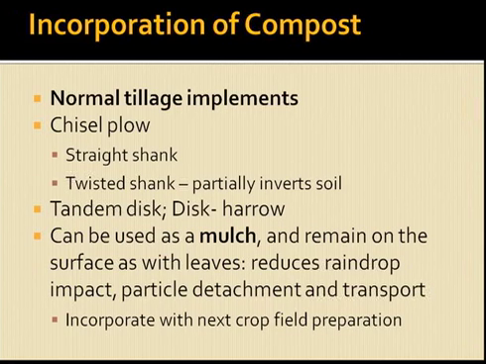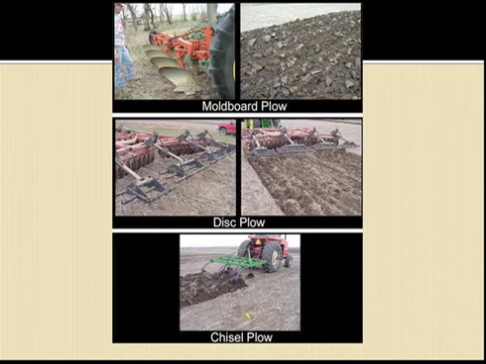Chisel plow, it's either straight or twisted shanks, tandem discs or disc harrows. Like with leaves, you can use the compost as a mulch, and it can remain on the surface, which has a lot of soil erosion benefits, because, well, we all know what mulch does. We use it any time we're worried about soil erosion. It prevents that raindrop impact on the soil, which then detaches the soil and starts to make it available for movement. So you can use composted material as a mulch, and then it's incorporated with the field preparation for the succeeding crop. Here's some of the basic implements.